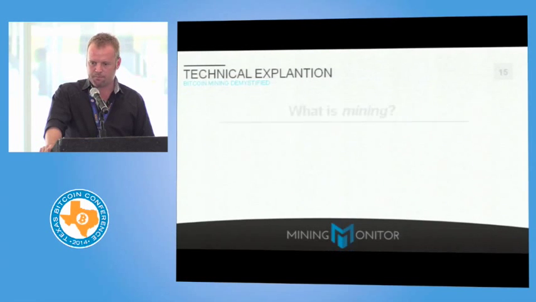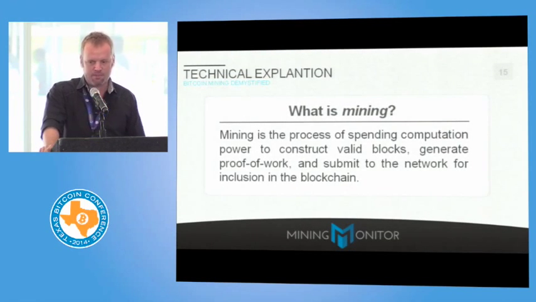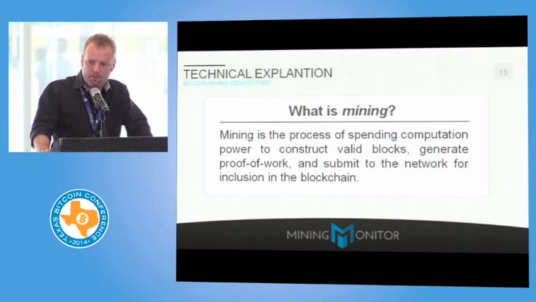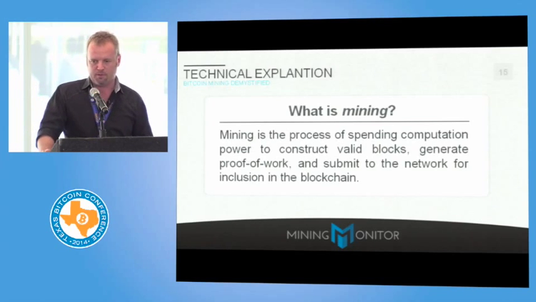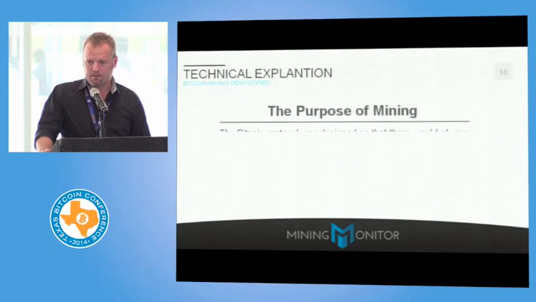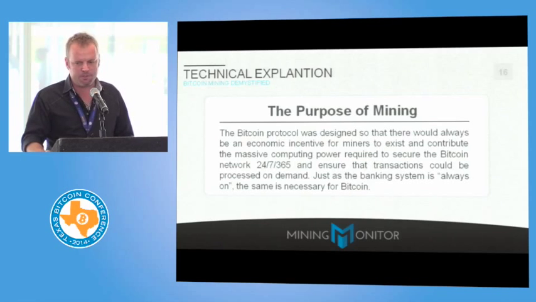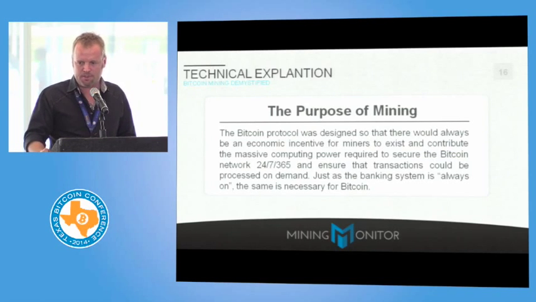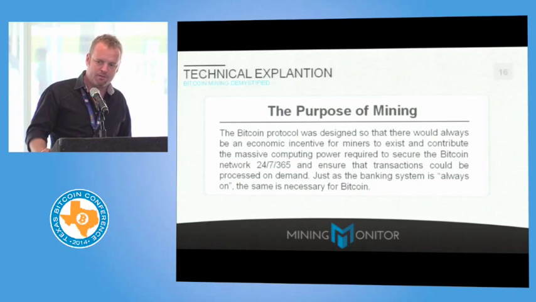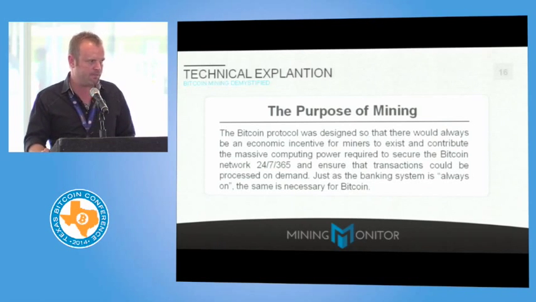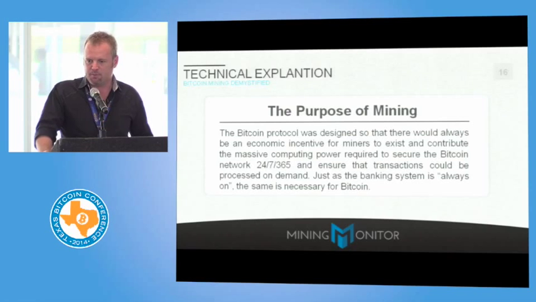So what is mining? Mining is the process of spending computational power to construct valid blocks, generate proof of work, and submit to the network for inclusion in the blockchain. So the purpose of mining, and this is part of the genius of Bitcoin in general, the Bitcoin protocol was designed so that there would always be an economic incentive for miners to exist and contribute the massive computing power required to secure the Bitcoin network 24 hours a day, 7 days a week, 365 days a year, and ensure that transactions could be processed on demand.